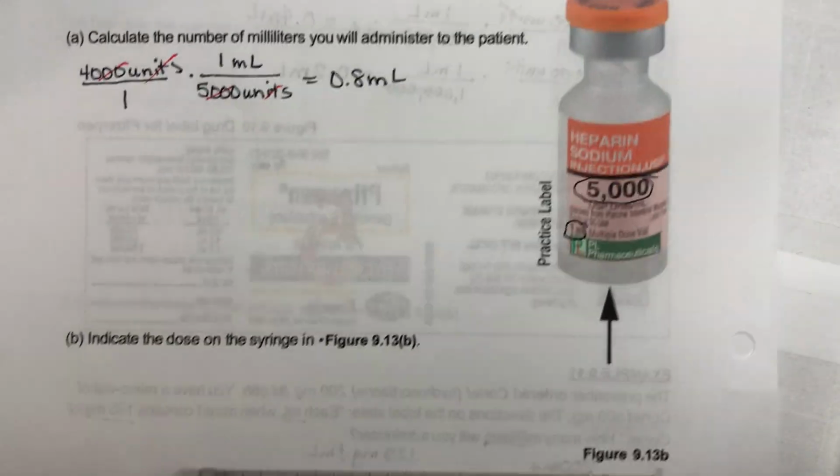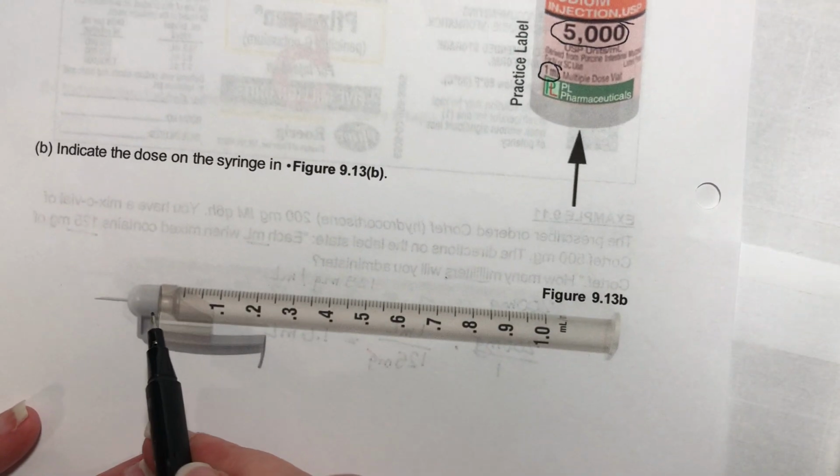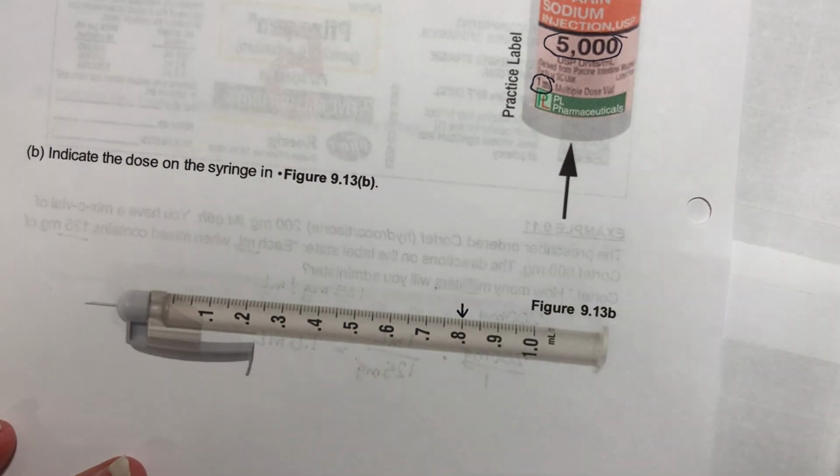Okay, so we're supposed to mark this on a 1 milliliter syringe. We want 0.8, so 0.8 would be that right there.